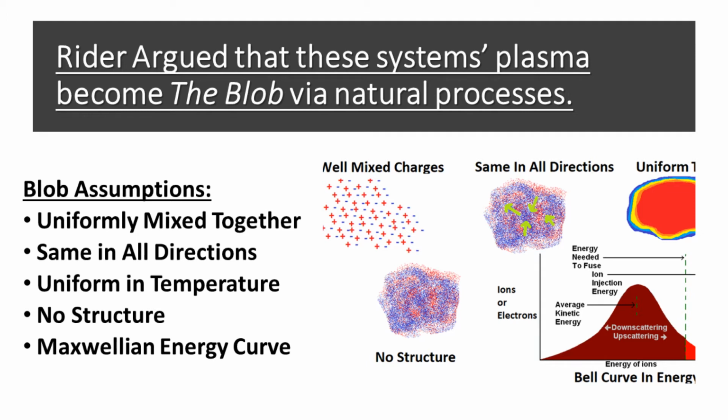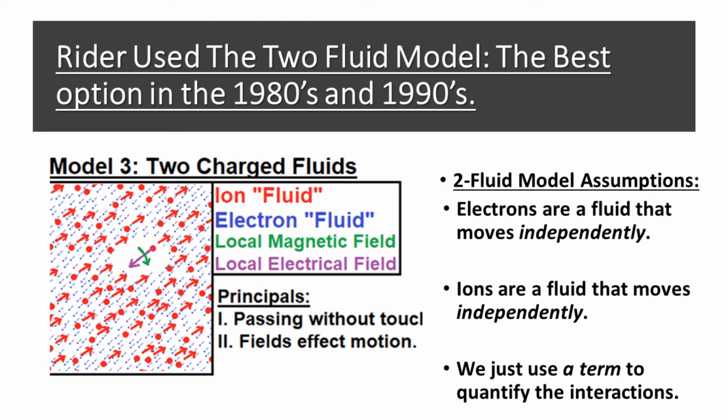And then he modeled the blob using a set of two fluid equations, which is a model framework where you have the electrons and the ions. They're both fluids. They both kind of occupy the same space.